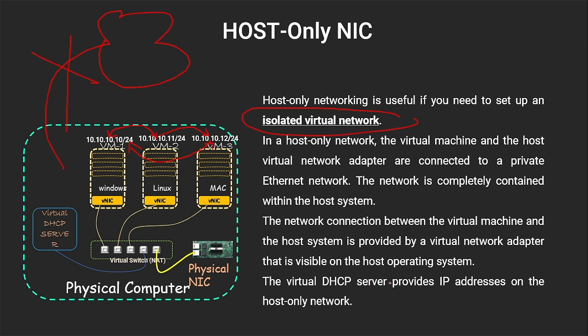The virtual DHCP server provides IP addresses on the host-only network. That means you have a virtual DHCP server in VMware. This virtual DHCP server is responsible for providing the VMs' network IP. You can also configure the IP manually. There is no issue.